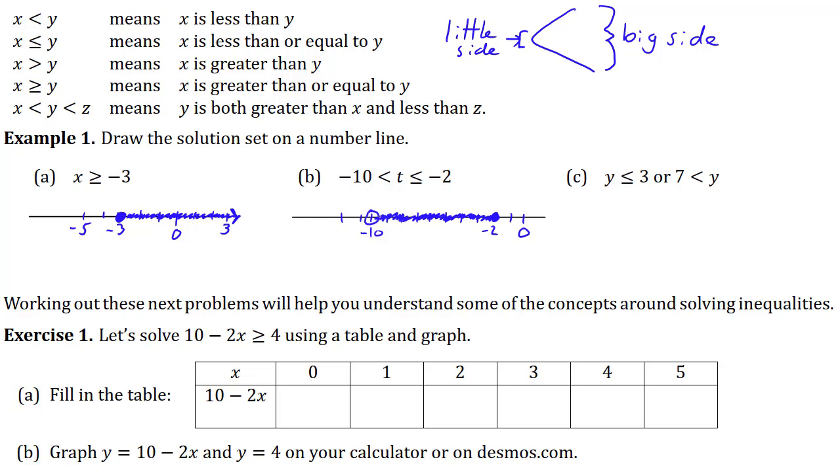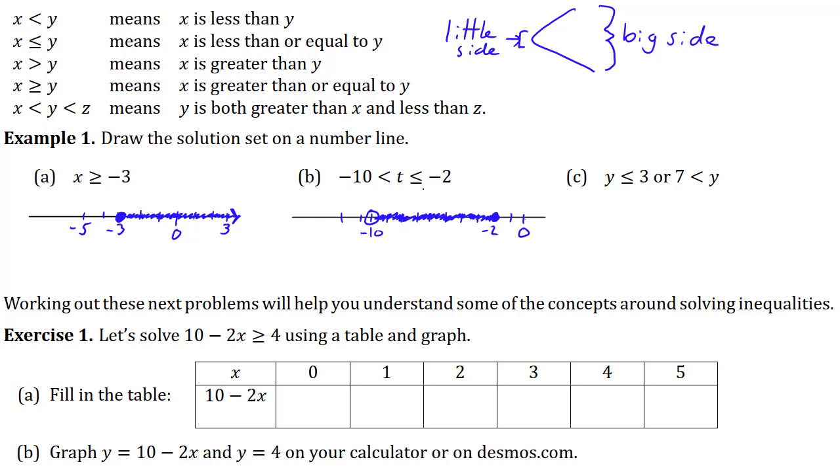And t has to be both of these things, both greater than -10 and less than or equal to -2. Because if it's just one or the other, then that might include 0, because 0 is greater than -10, but 0 is not less than -2, so it doesn't count.